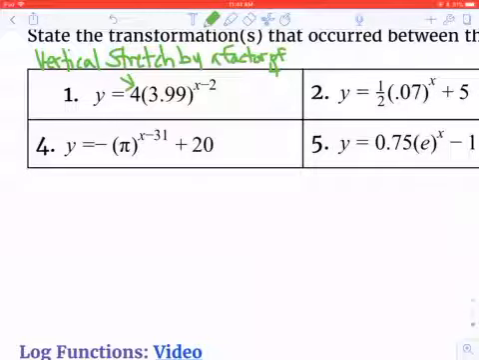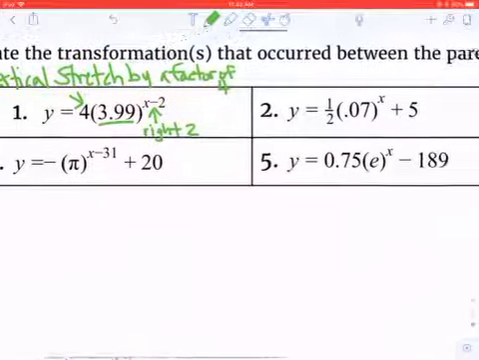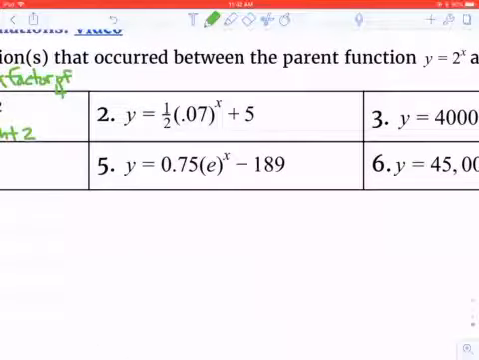Then the minus 2 is in your exponent, so that's kind of like our grouping symbol for exponential. So the minus 2 makes it shift to the right 2. And then the 3.99 just makes it a growth function, but it's not part of our transformations. Let's look at example 2. The 1/2 out front makes it have a vertical shrink or compression by a factor of 1/2.